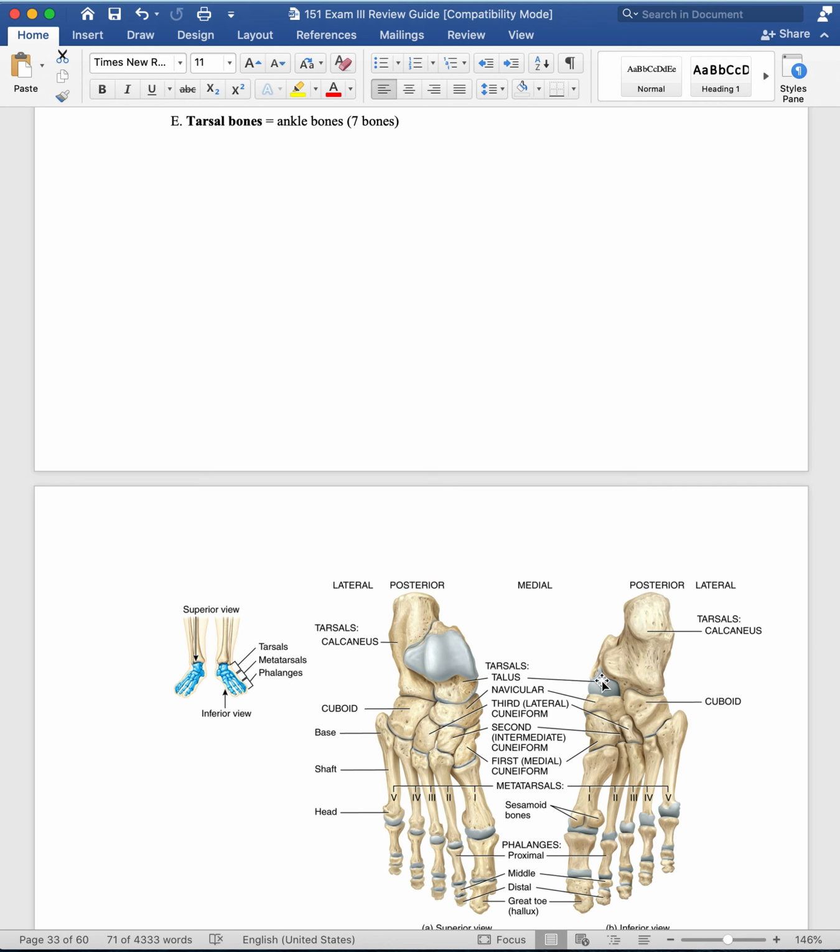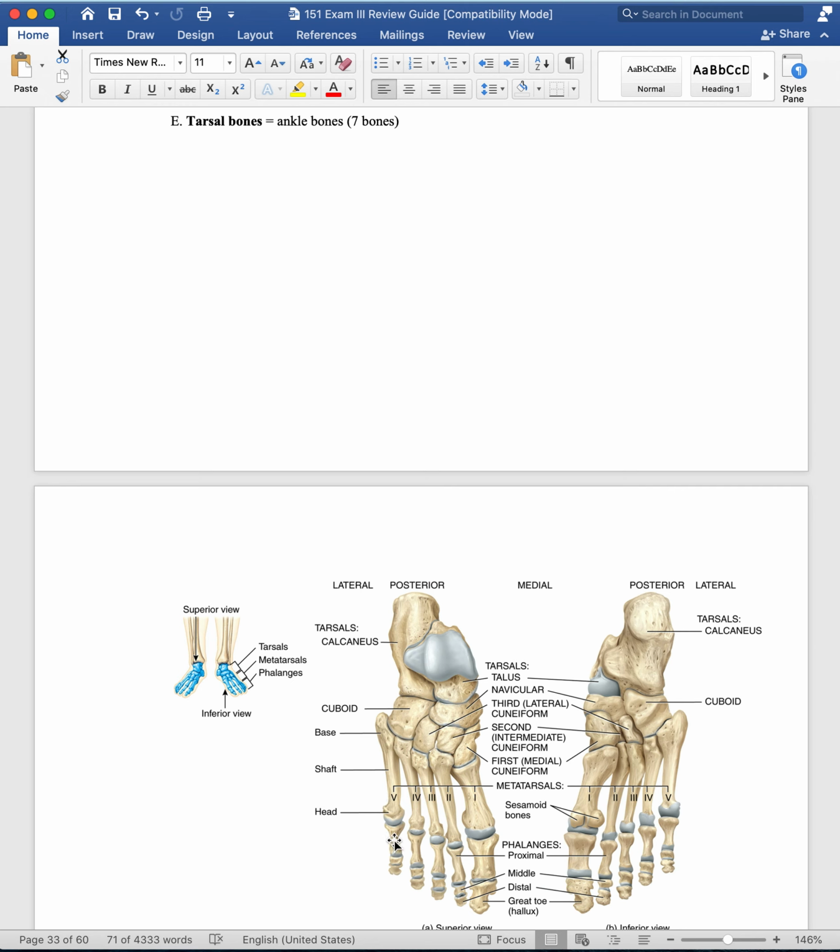We also are going to have the navicular bone here, and then the cuneiforms, 1, 2, and 3, your first, second, and third cuneiforms. So our tarsal bones are going to include the talus, the navicular, the calcaneus, and the first, second, and third cuneiform. After that, we're going to have our metatarsals, again labeled 1 through 5, starting with the big toe, 5 being the pinky.